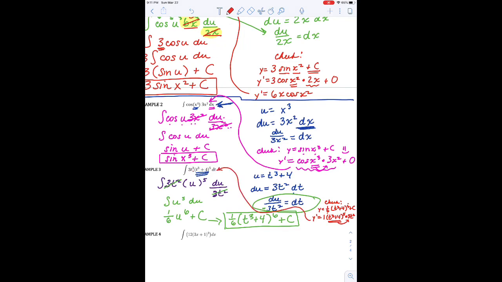Is this the same as this original here? Well, the 1 and the 3t squared would just be multiplied to become 3t squared. That's what we have, times t cubed plus 4 to the 5th. Yay! So again, we got a good check there. So that's nice.